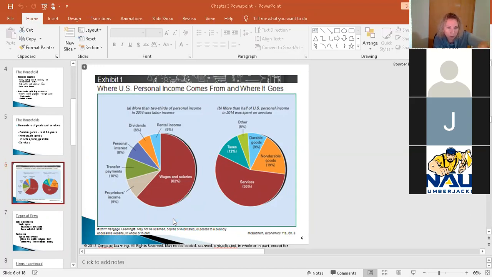And then you can see where some of that other income comes from. Transfer payments, which we just talked about, is 10%. So 10% of household income. For some households, it's 100% of their income, but in total, 10% of household income comes from those transfer payments. The biggest category there is going to be Social Security by far. It's not even close. Social Security is our biggest transfer payment.